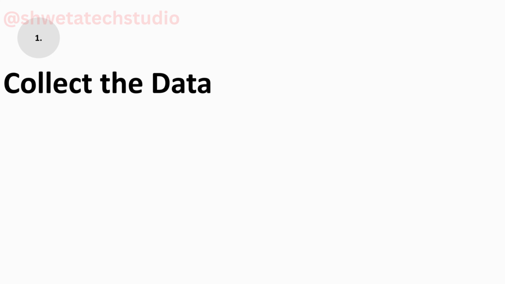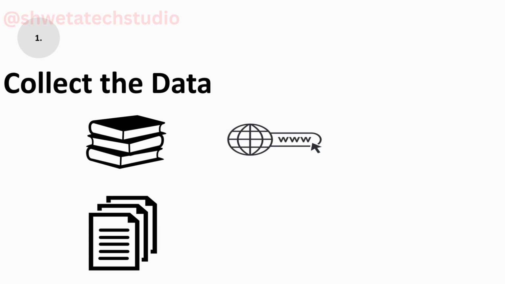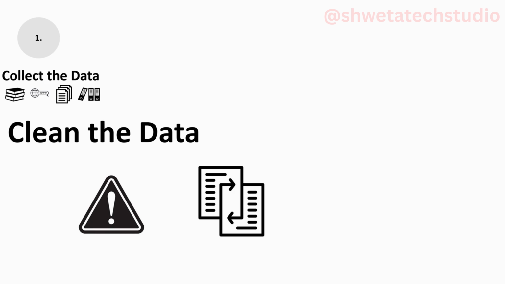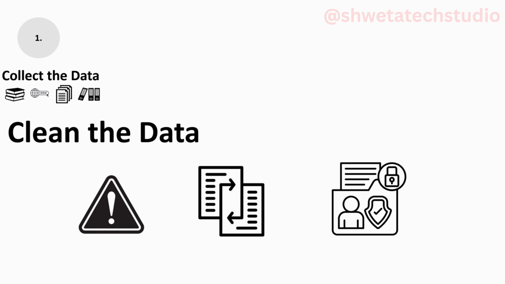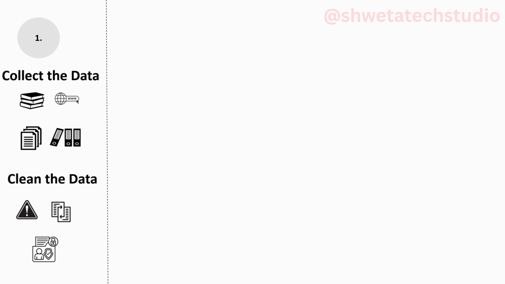First, we collect the data. AI needs a lot of data to learn. This data comes from books, websites, documents, or company records. Before using the data, we clean it. We remove the bad or harmful content. We also remove the repeated data in it. And we also remove the private or sensitive information. After cleaning, we get a good quality data set that the AI can safely learn from.